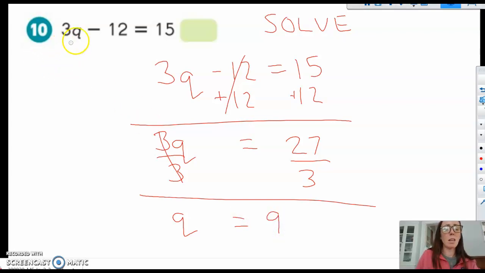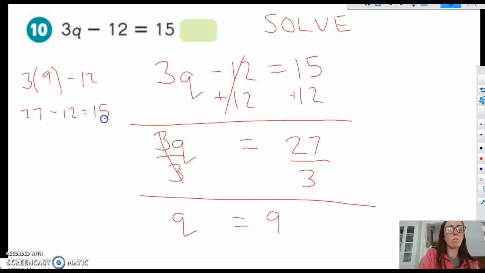If I plug that in to my equation, I should get 15. So let's see. 3 times 9 minus 12. 3 times 9 is 27. Minus 12 is 15. So I know that I did that correctly.